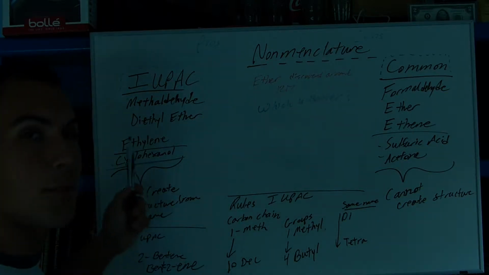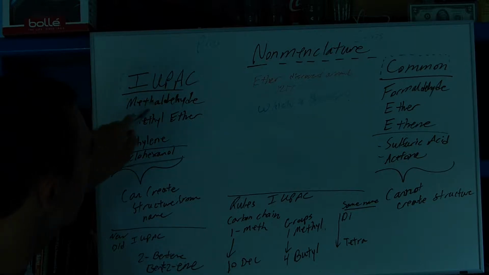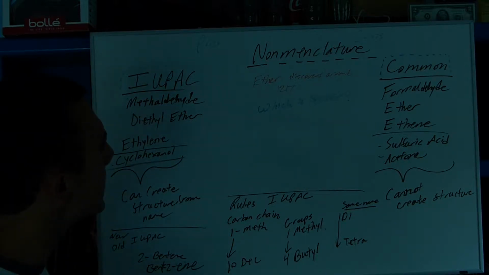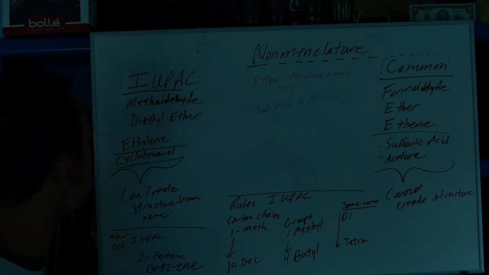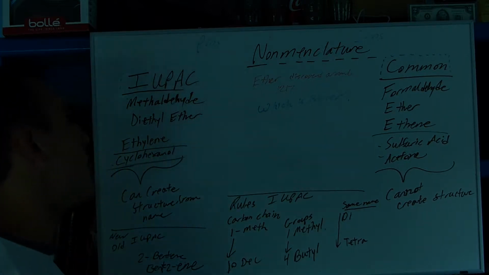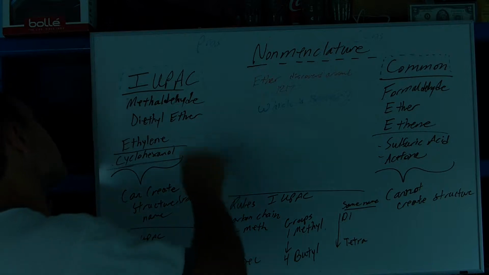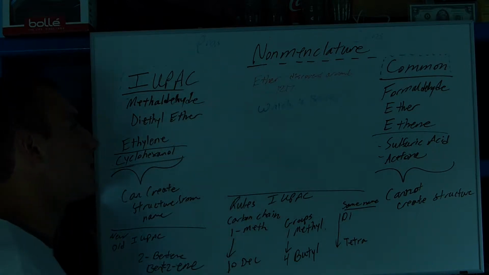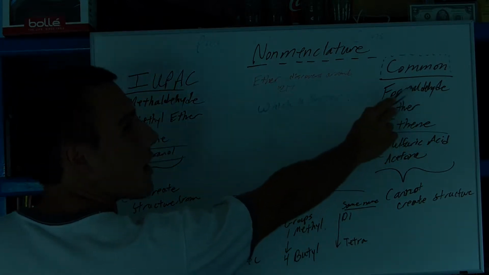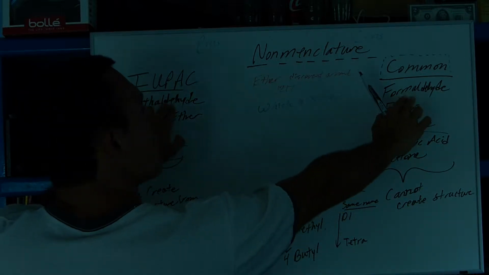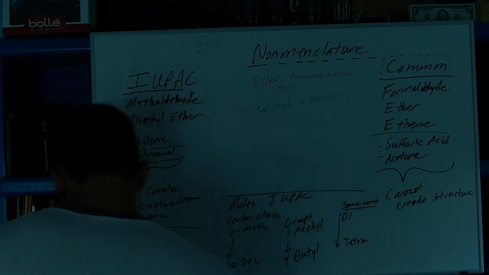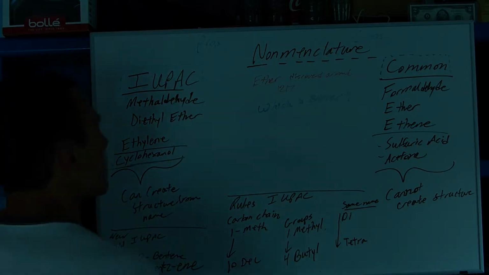Well, some pros of IUPAC are that you're given a name and you can draw the molecule right out, explain it, know what's there, and you're done. Okay. Methaldehyde. Also, formaldehyde in the common name. Here are two right here. Same thing, different names. So I'll draw out methaldehyde.